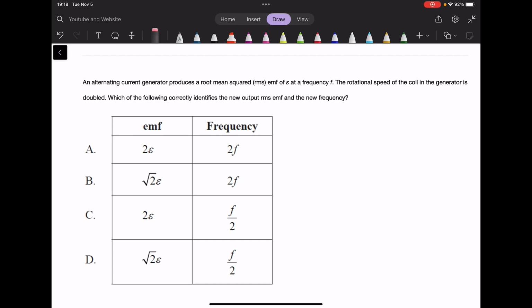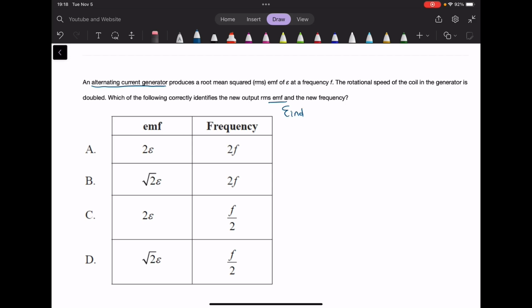An alternating current generator produces an RMS EMF of epsilon at a frequency f. The rotational speed of the coil in the generator is doubled. Which of the following correctly identifies the new RMS EMF and the new frequency? So we have an AC generator, and when you see an AC generator, you should immediately know that the EMF refers to the induced EMF.